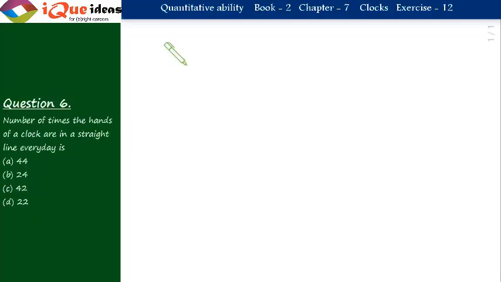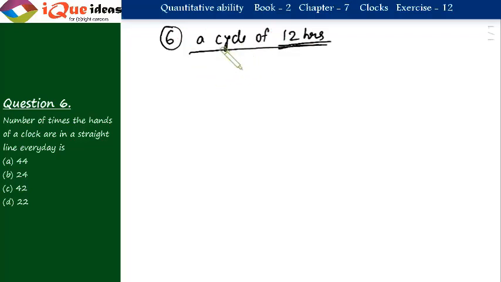All right. Now question number 6, it says the number of times the hands of a clock are in a straight line every day, right? So first let's look at a cycle of 12 hours. Now within a cycle of 12 hours, the minute hand and hour hand of a clock are in a straight line within an hour 2 times. How?